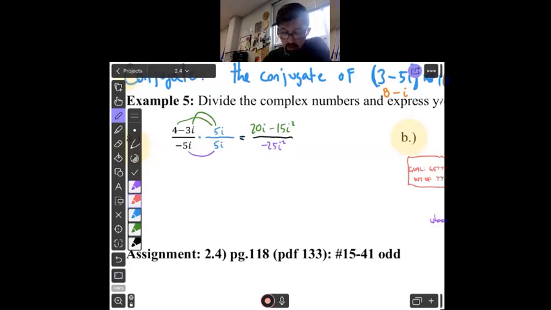Well, we always deal with i squareds, right? Simplify them. Negative 15i squared, well, that's really equal to positive 15. Negative 25i squared, that's really equal to positive 25. So where does that give me? 20i plus 15 over 25.